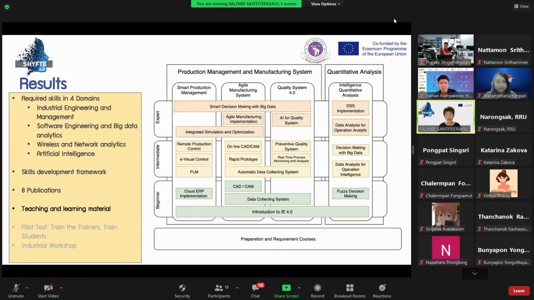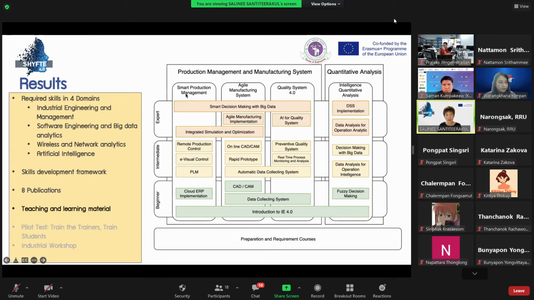So this slide will show the result that we have already identified, the knowledge of the first domain, industrial engineering and management domain. In this one, we can see that we have already identified the courses. For example, for the beginner trainee, everyone has to take the Introduction to Industry 4.0 course, and we also identify what we call the skill.